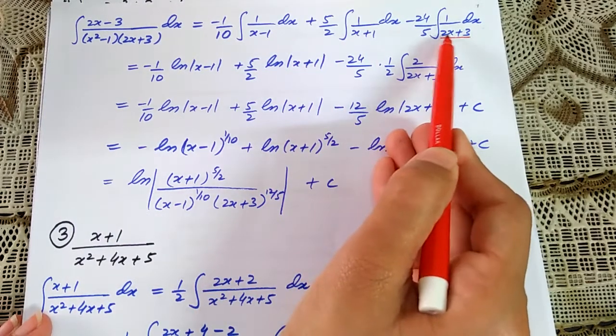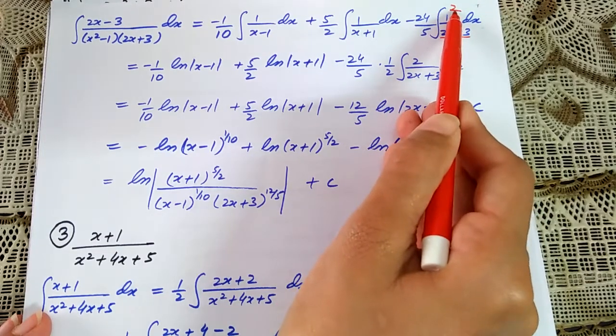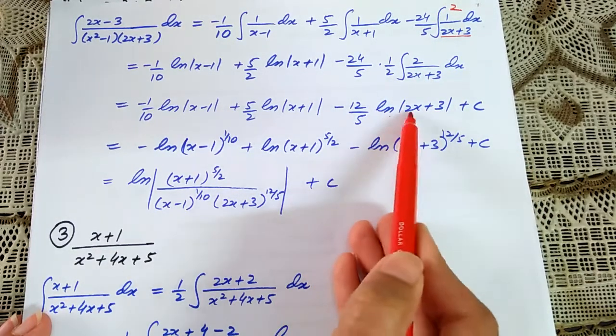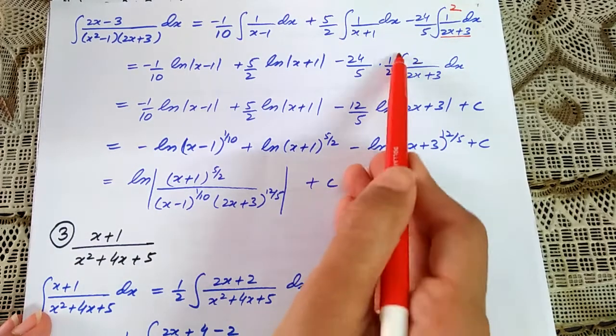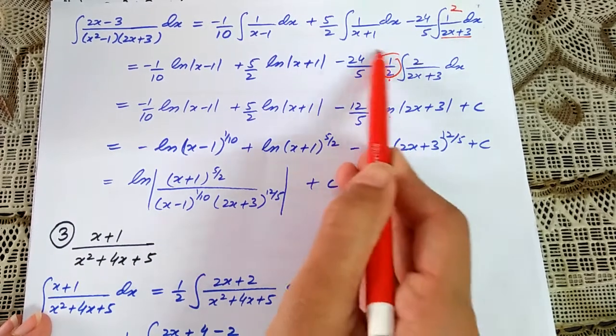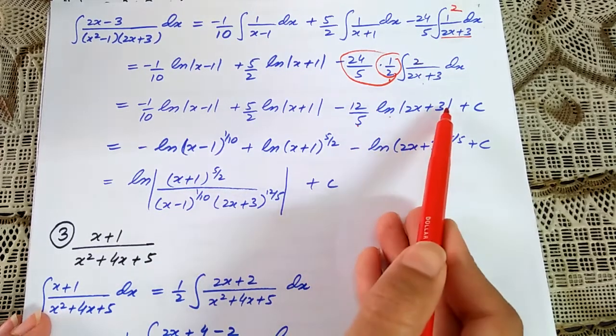Now if I take the derivative of 2x plus 3, its derivative will be 2. So if I make 2 here, it can be easily integrated as ln 2x plus 3. So I have made 2 here by multiplying it with 2 and dividing it with 2 as well. So this will be simplified as 12 over 5, and this thing will give us ln 2x plus 3.